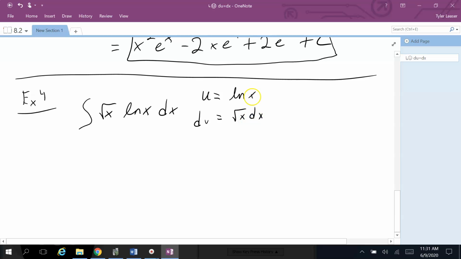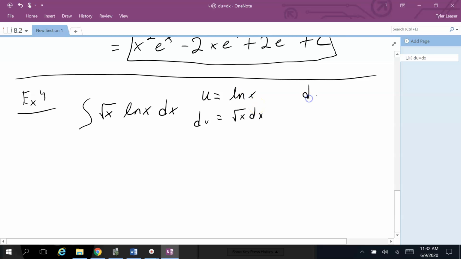If you had gotten these wrong and you tried it out, you would get to a point that you would just be stuck and you wouldn't be able to go any further. If you get stuck on integration by parts, start back at the beginning and try switching up your u and your dv to see if it works out.